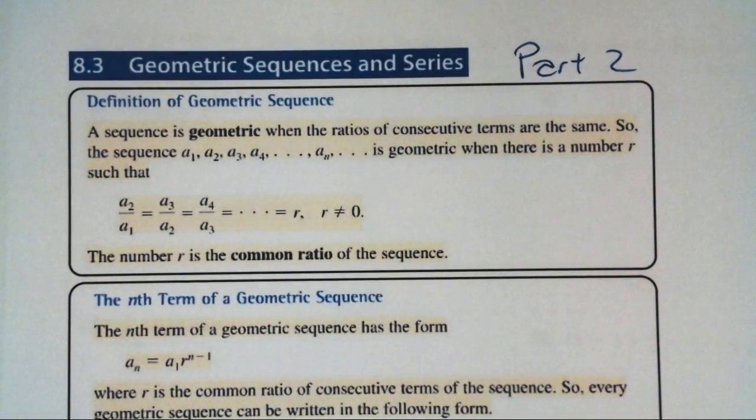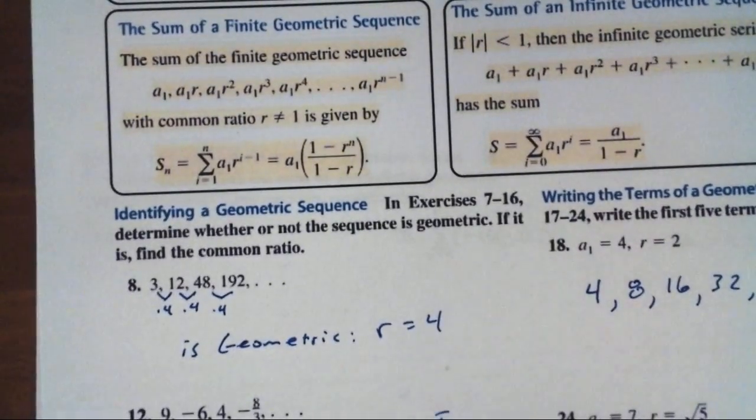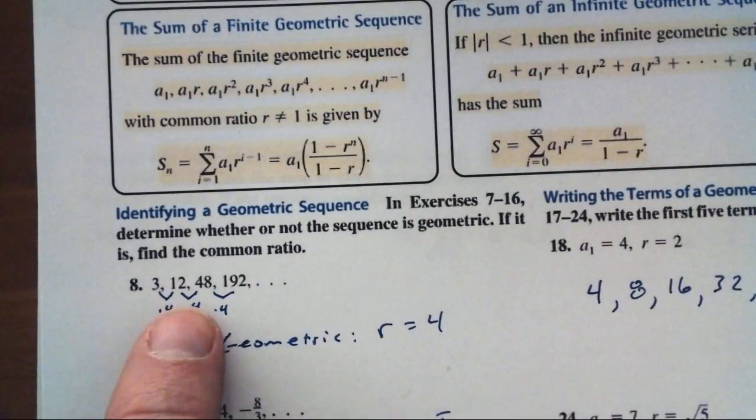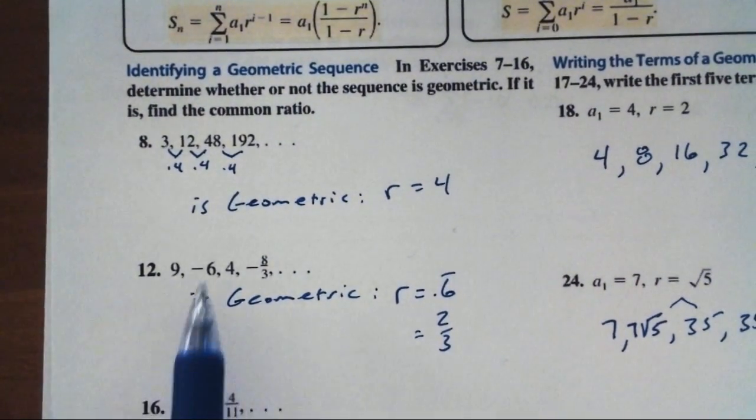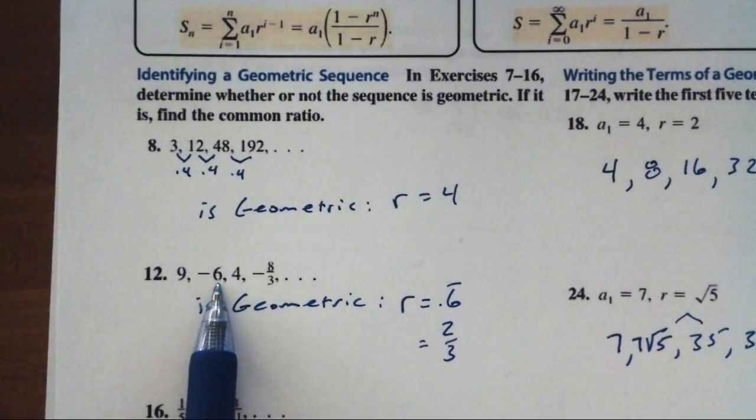Welcome back to 8.3 Geometric Sequences series. This is part 2. Just a quick review here. For geometric sequences, we have a common ratio between terms, such as multiply by 4, multiply by 4, multiply by 4. Down here, we have to figure out our ratio, we have to check if it's geometric.